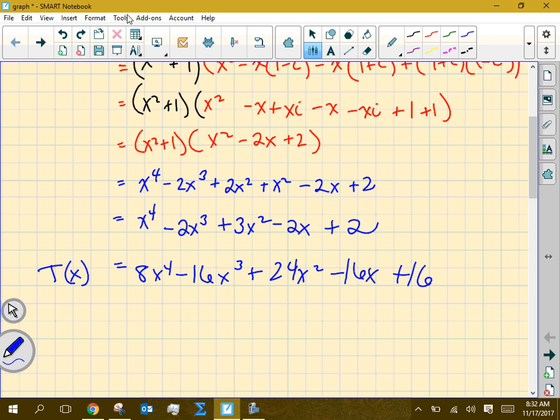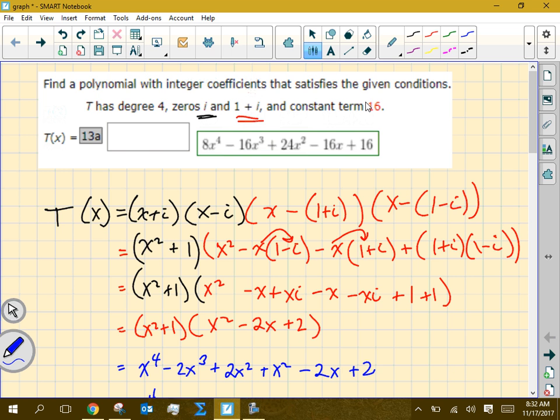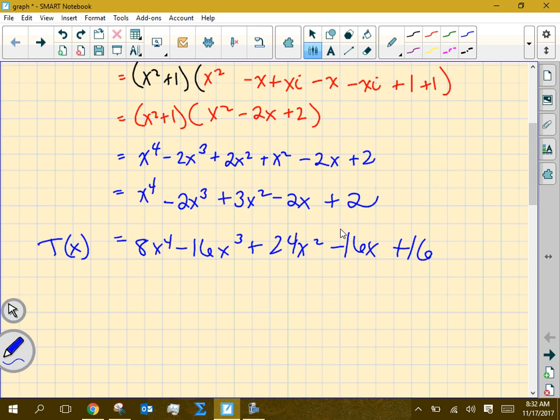Right, because up here they tell me that I have to have a constant term of 16 in the directions. So when I do all the multiplication, I just get a 2 over here as my constant. So I need to change that. And whenever they ask you to specify what a certain coefficient has to be, the only way you can get that is through multiplication.